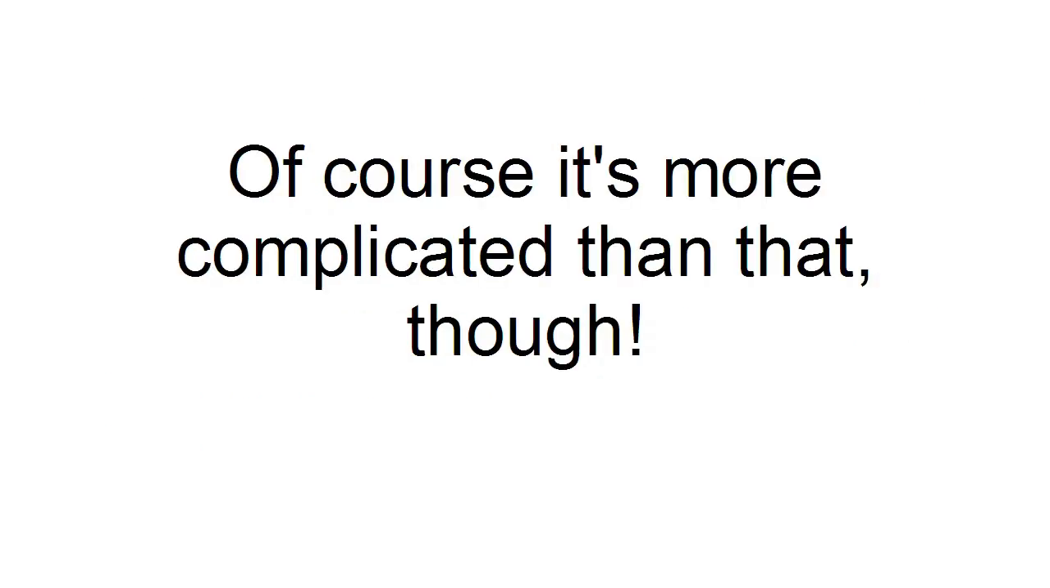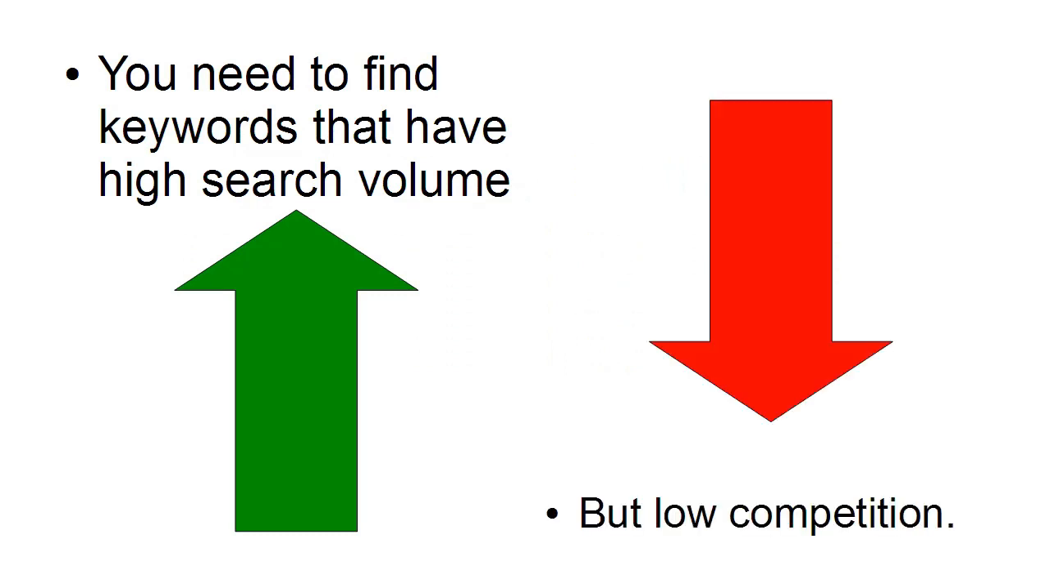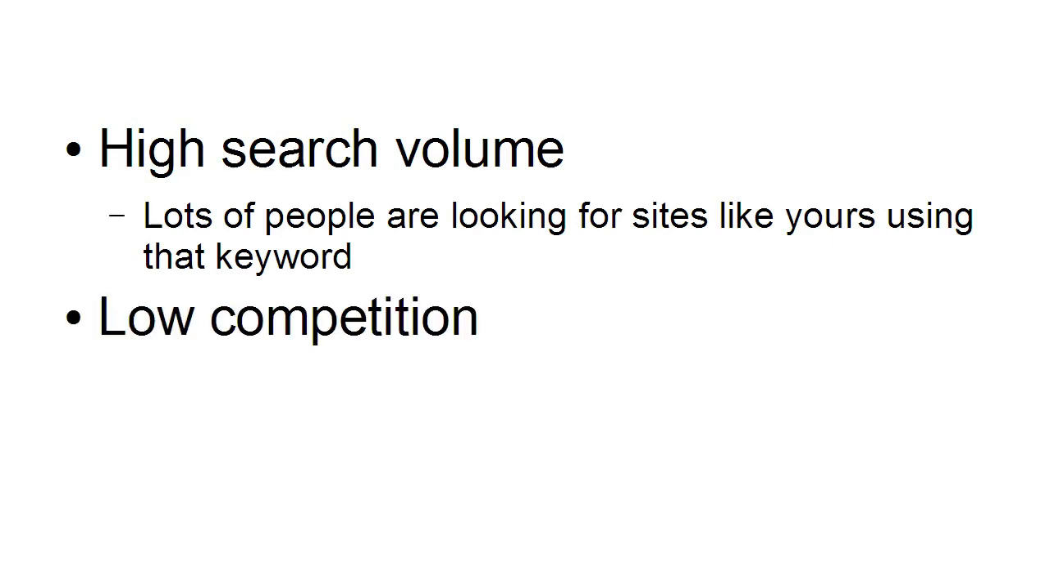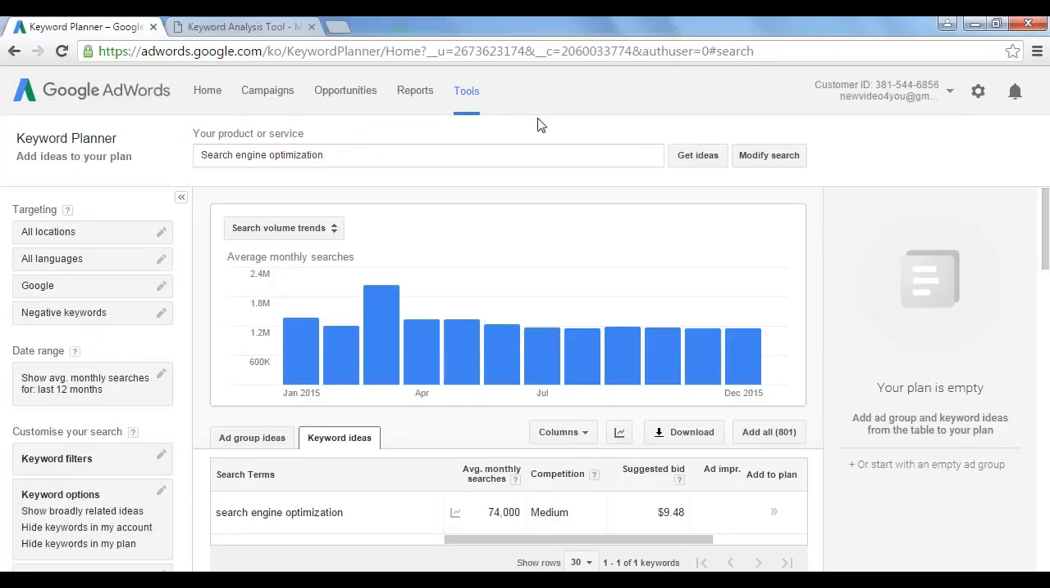Of course, it's more complicated than that though. You need to find keywords that have a high search volume, but keywords that have low competition. Now, what do these two terms mean? Well, high search volume means that lots of people are looking for sites like yours using that particular keyword. And low competition means not many other sites are indexed for that keyword, so your site stands a better chance of being found. Now, there are several tools out there that you can use to find keywords.